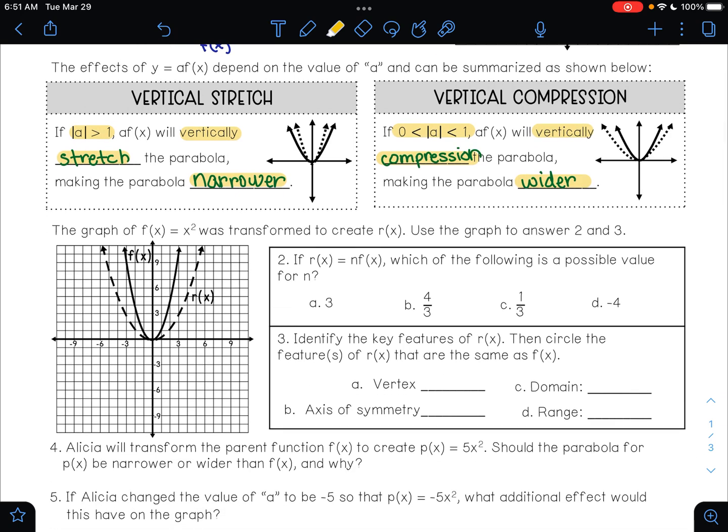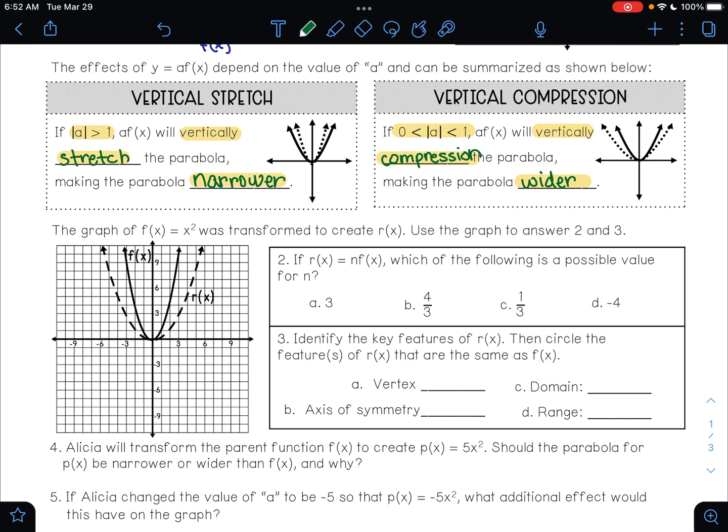Okay, so the graph of f of x was transformed to create r of x. Use the graph to answer questions 2 and 3. So we have f of x, and then r of x is our dotted one. If r of x equals n times f of x, which value is a possible value for n? Well, it did get wider, so to be wider, it needs to be between 0 and 1.